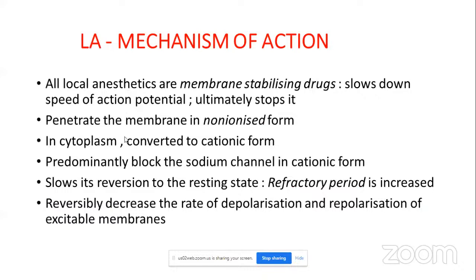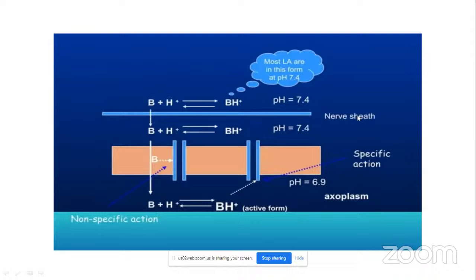As I told, it penetrates the membrane in non-ionized form, and intracellularly, again converted to cationic form, that is BH plus. And it predominantly blocks the sodium channel in cationic form, slows its reversion to the resting state, and refractory period is increased. Refractory period is when, from the inactivated stage, it cannot be activated directly to the activated state. It should revert back again to the resting state. There only on nerve stimulus, it gets activated to the activated state.